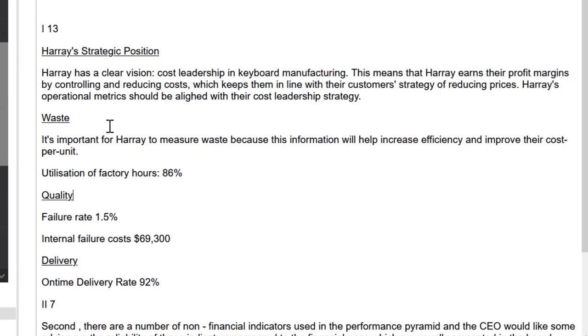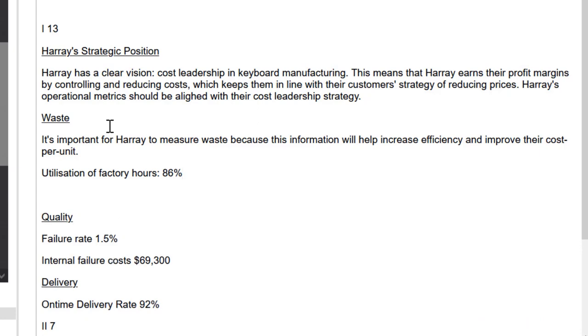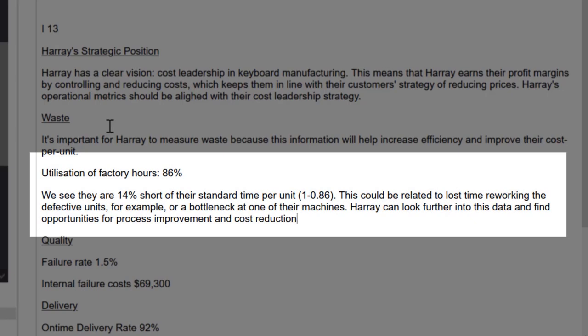Let's now interpret this metric, okay? 80% utilization of factory hours. We see that they are 14% short of their standard time per unit, and I'm showing the marking team how I calculated this. This could be related to lost time reworking the defective units, for example, or a bottleneck at one of their machines. Harray can look further into this data and find opportunities for process improvement and cost reduction.